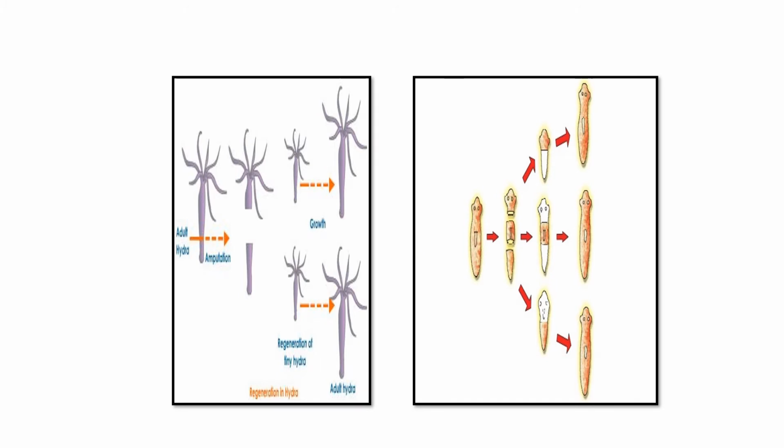Yes, in this diagram you can see how regeneration occurs in Hydra. In Hydra, it is divided into an upper part and a lower part. The upper part can produce the lower part, and the lower part can produce the upper part. Here is a planaria divided into three portions. The upper can produce the middle and lower, the middle can produce upper and lower, and the lower or bottom part can produce the middle and upper. So the best examples are Hydra and Planaria.